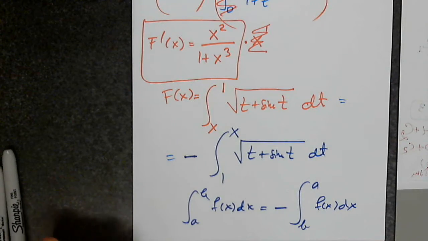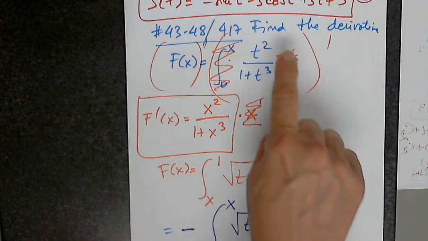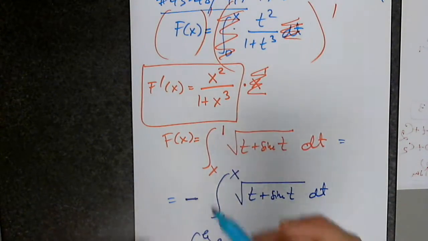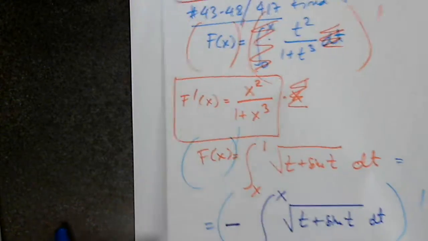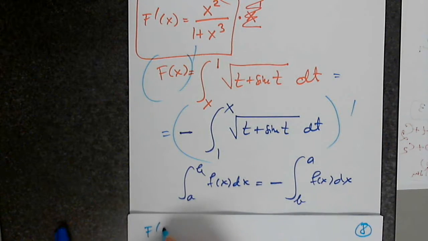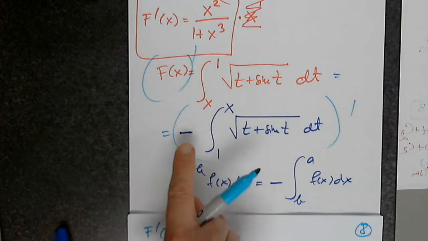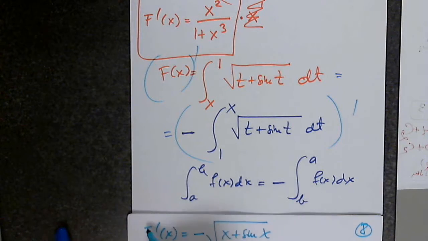proceed accordingly, and now I'm ready to differentiate. Remember, we cannot do anything here other than differentiate both sides. So now I differentiate the left-hand side, and I differentiate the right-hand side, and I get f prime of x. Can anyone dictate? The square root of x plus sine x? Or negative square root of x plus sine x. That's it. Final.